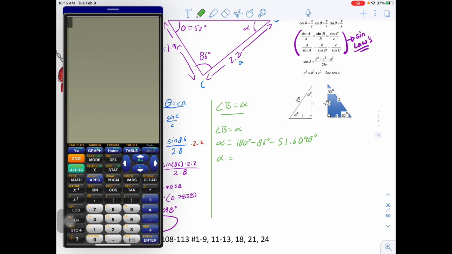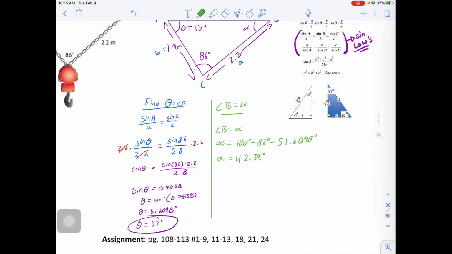And here we have now solved for our angle. Let's quickly plug it in. So 180 minus 86 minus my last answer. That gives me 42.39 degrees. And again, we're going to round to the nearest whole, so 42 degrees. And there's your solution.